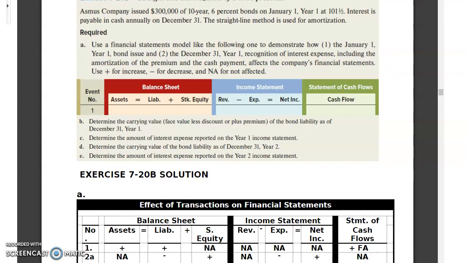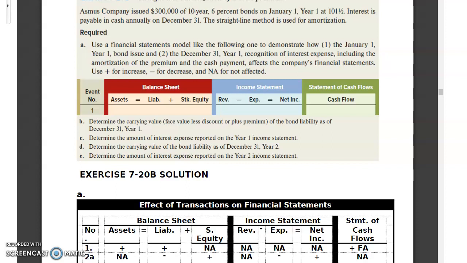Hello, this is exercise 20B from the active learning worksheets, straight line amortization of bond premium. Hey, there's a whole lot of stuff about bonds in here, so I'm going to try to talk through all of it while I go through it.